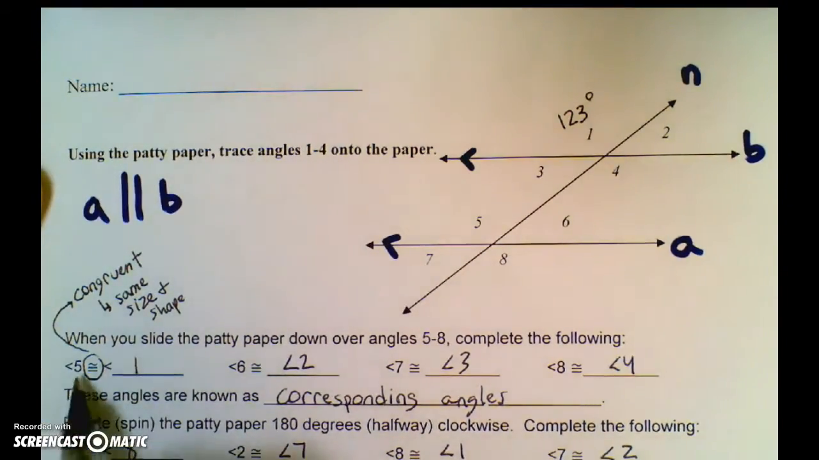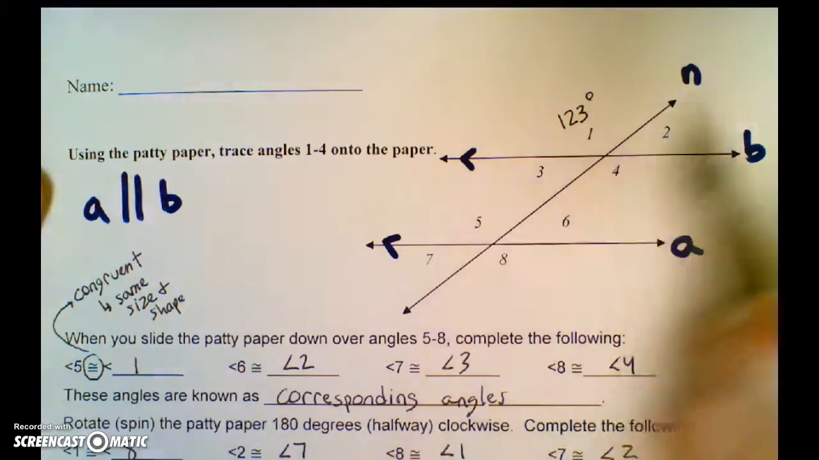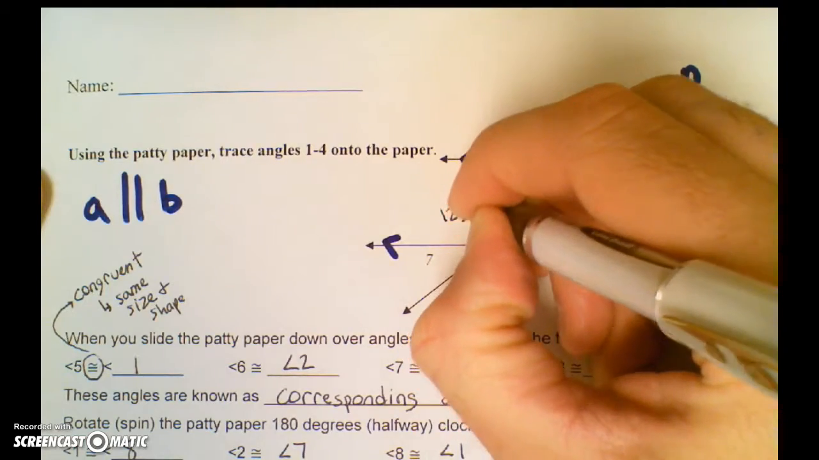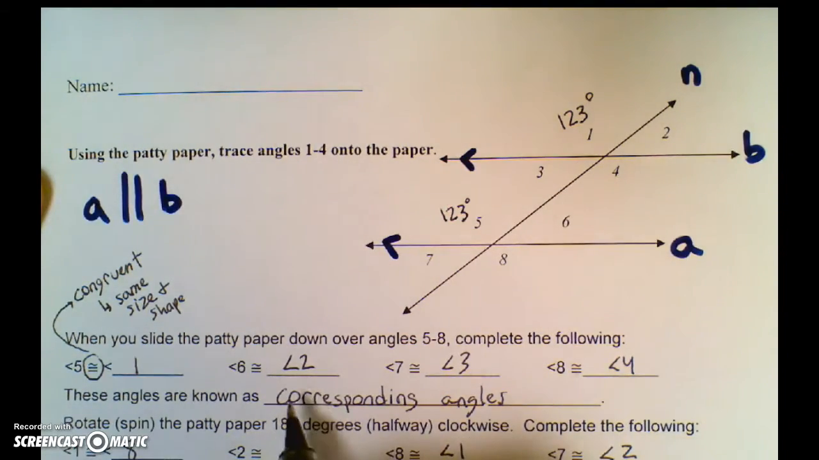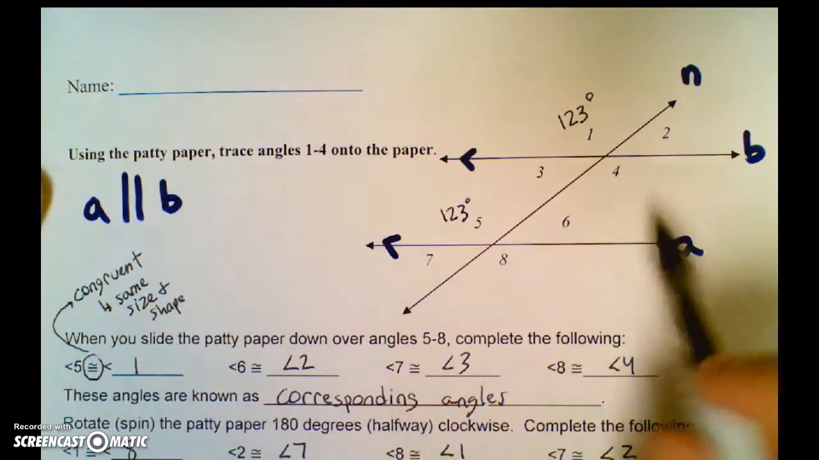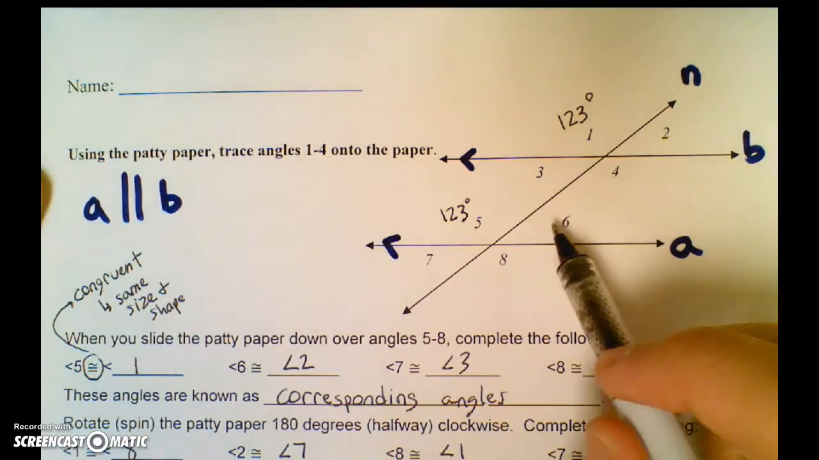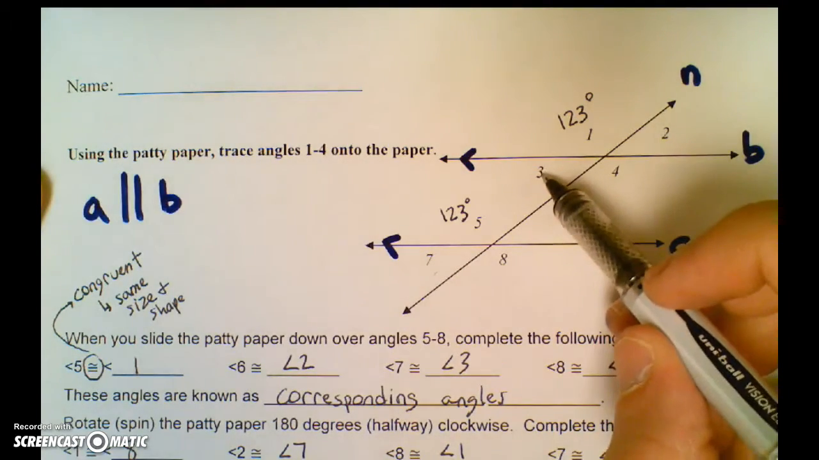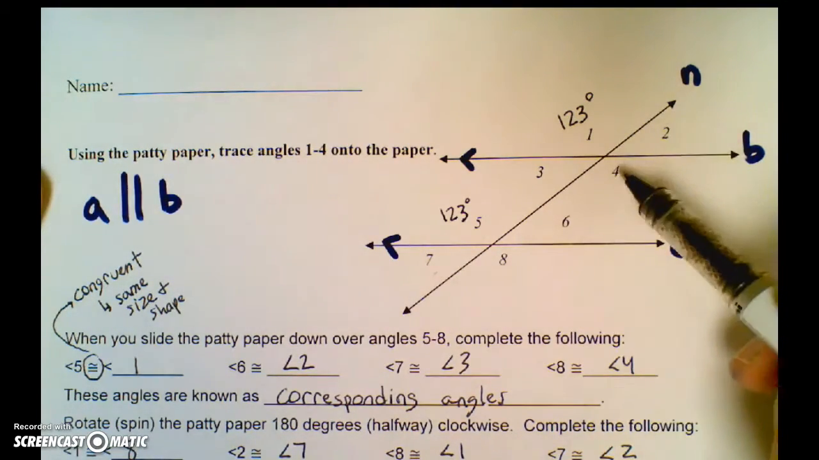I know that angle 1 is congruent to angle 5. So if this is 123 degrees, that means angle 5 has to be 123 degrees. I also know that angle 6 should be congruent to angle 2. So I'm not sure what this measurement is yet, but we can figure it out. Angle 7 is congruent to angle 3, and angle 8 is congruent to angle 4.